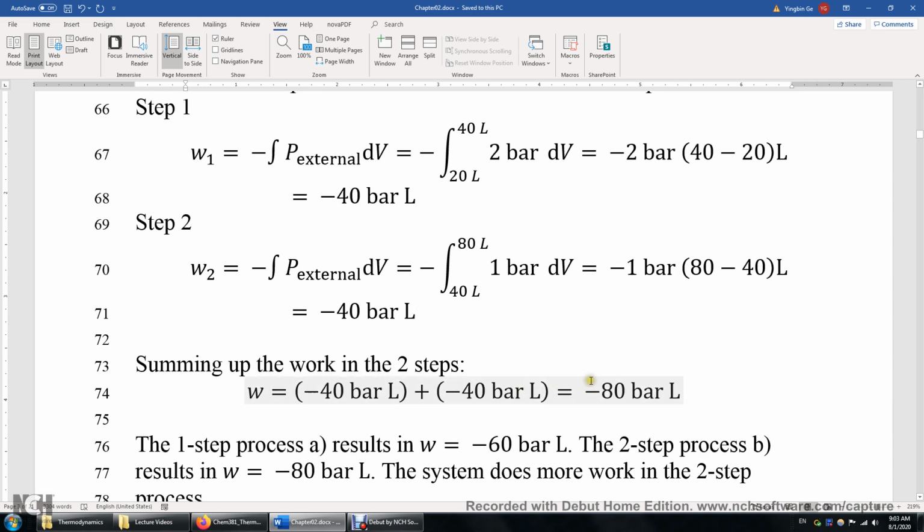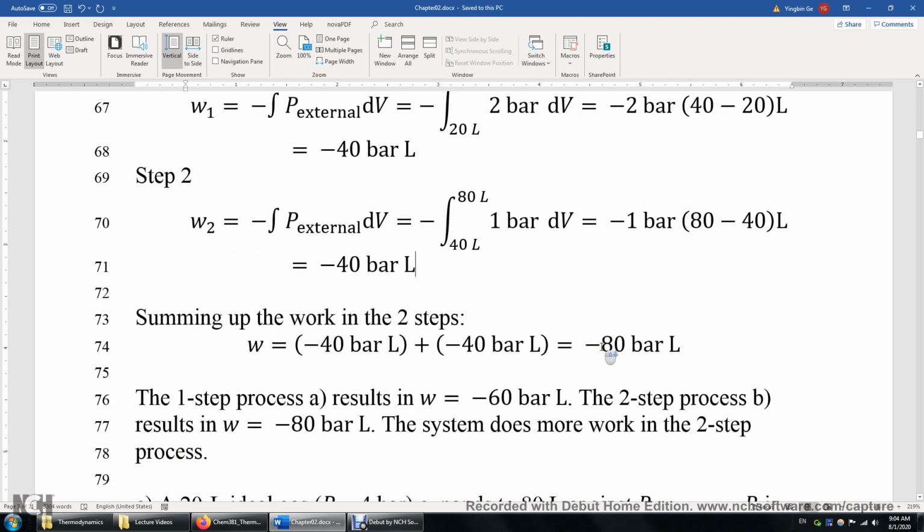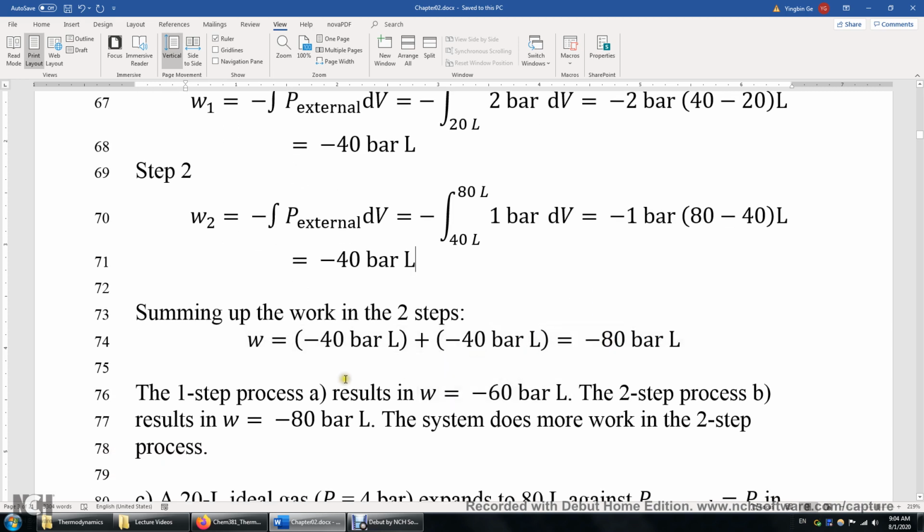But sometimes Q is not 0. Actually, in this example, you will see later, if it's isothermal expansion of an ideal gas, W is negative 80 bar liters, then Q is positive 80 bar liters. All right, you'll see that in section 3.